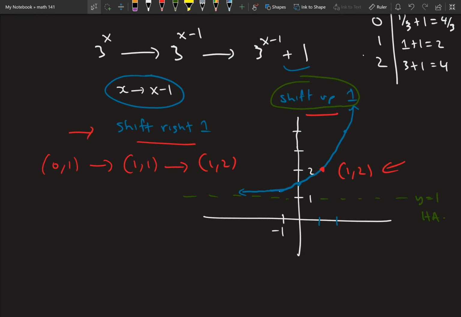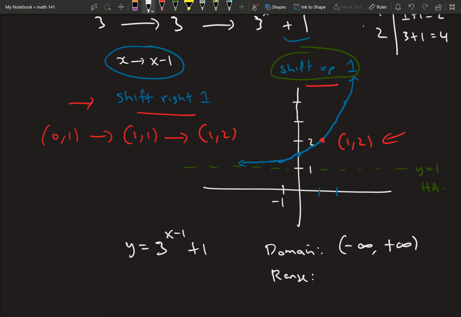Okay, so the last part of this now is the domain and the range. So here is our function, 3 to the x minus 1 plus 1. What is the domain and what is the range? Well, I've already told you any exponential function, the domain is always going to be negative infinity to positive infinity. The only question is, what is the range? Well, you can see here, the range got shifted up by 1, so the range changes to 1 to infinity, and again, not including the number 1.